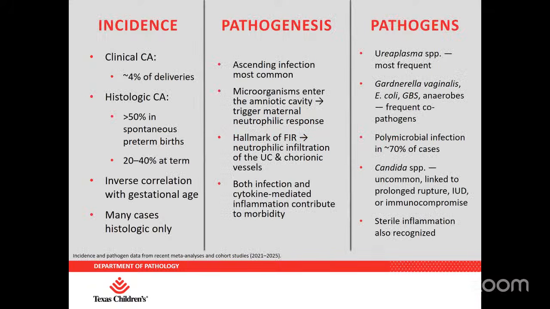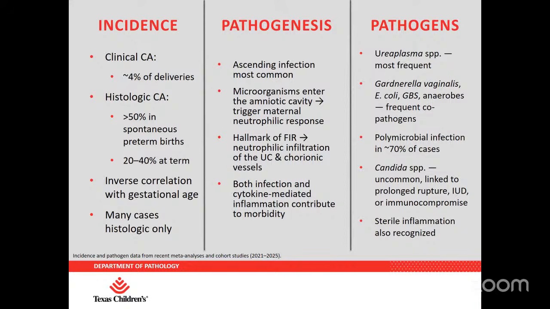It reflects an acute neutrophilic inflammatory response within the membranes, cord and chorionic plate, most often from ascending bacterial infection. It's important in some respects because it captures both the maternal reaction in the chorion and amnion and the fetal response seen as funisitis or vasculitis. I think it's useful before looking at the histology to review how common this actually is, how it develops, and what organisms are most often involved.